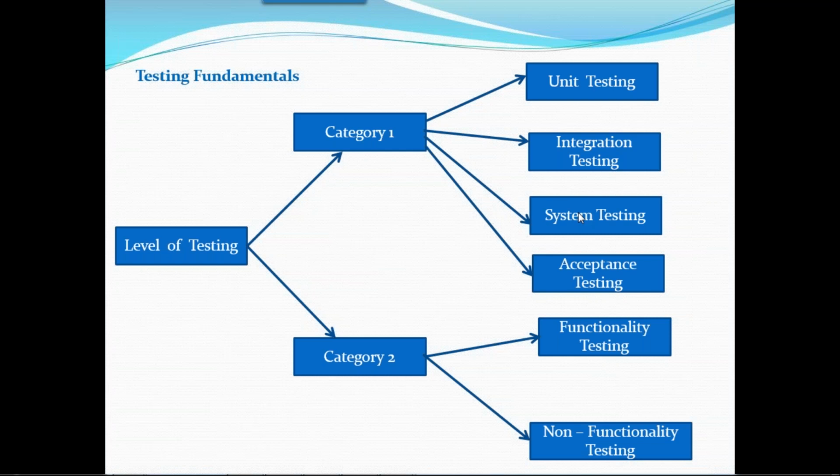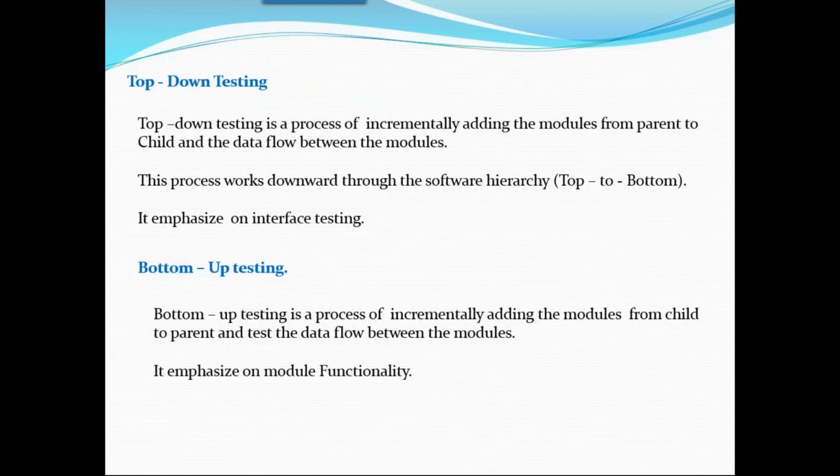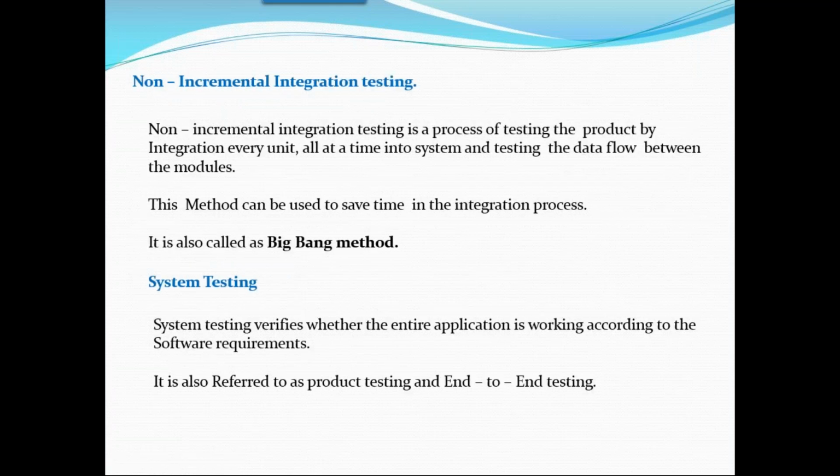So system, what is the meaning of system? Everyone knows, right? System means end-to-end testing. Generally, we cannot develop the entire application within a single day. It's not possible. Within 1 month, we cannot complete the entire application, right? So in real time, how it works: the development team will develop the application phase by phase, first phase, second phase, third phase.